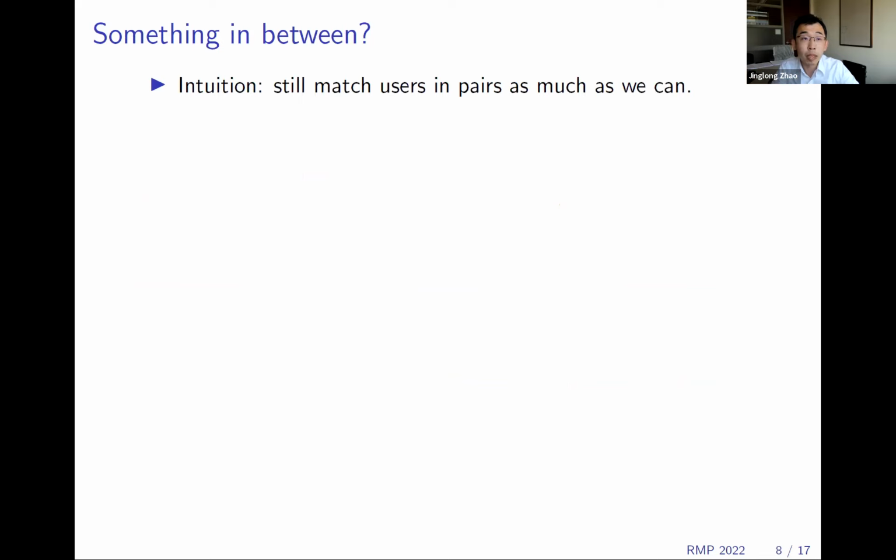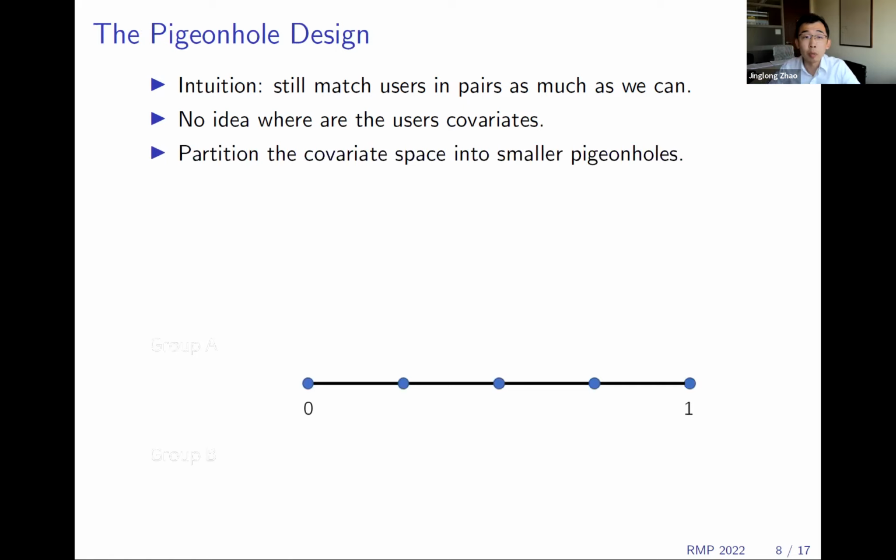The answer is yes. So let's first pause here for 1 second, and let's review what the intuition was. The intuition is basically that whenever possible, we try to match people in pairs. Whenever we see a chance, we would love to match people in pairs. But the challenge that arises is that we do not know the user covariates before they even arrive.